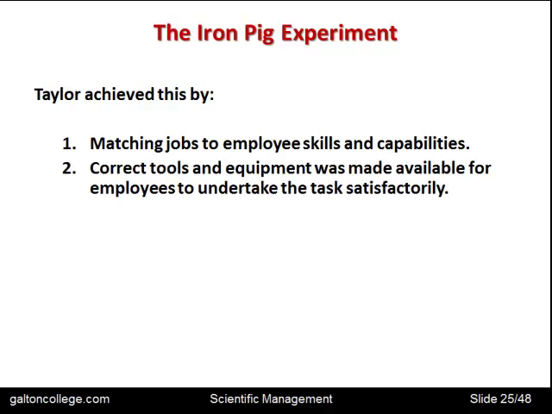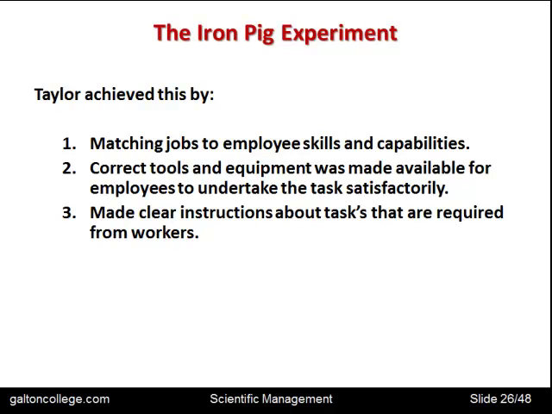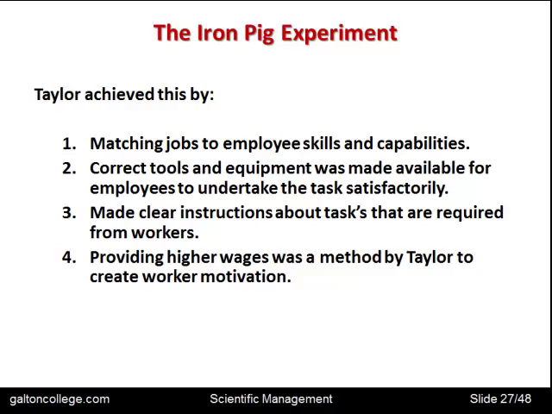He got the correct tools and equipment and made those available for the employees to undertake the tasks satisfactorily. So he ensured that the employees had the right tools and equipment. He made clear the instructions about the tasks that were required from the workers, so they knew exactly what to do, they had the right tools and equipment, and their capabilities were matched against the requirements of the job. And also he provided higher wages, and this was to create worker motivation. So higher wages creating worker motivation.